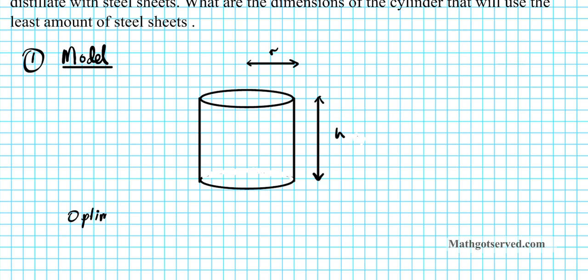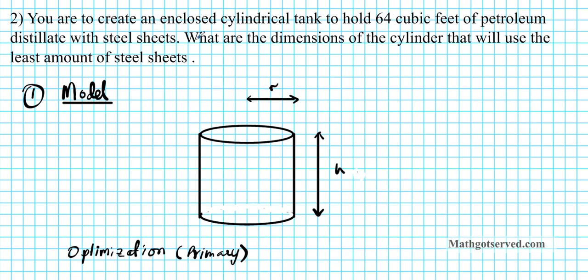Optimization or primary function. So what are we optimizing in this problem? We're asked to determine the dimensions that will use the least amount of steel sheets. Okay, so what are the steel sheets used for? Is it going to be the enclosure, the exterior, or the volume? If we're looking at the steel sheets, we're basically looking at the surface area of the tank.